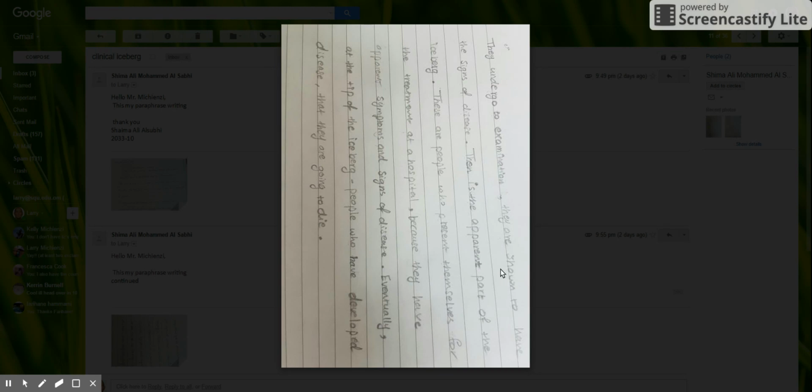Okay, then there are appointments a part of the iceberg. I think you want to say this is the visible part of the iceberg. These people who present themselves for treatment at a hospital because they have apparent symptoms and signs of the disease. Eventually, at the tip of the iceberg, okay, so you don't want to use eventually here. You want to say, and finally, the tip of the iceberg.